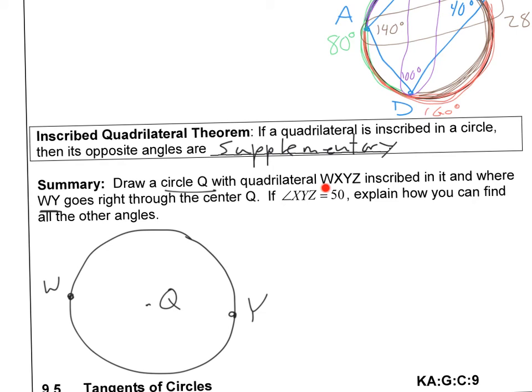And it is WXYZ, so there has to be an X over here somewhere, and a Z somewhere over here. So there's W, X, Y, Z. There's a quadrilateral inscribed in it. And it gives you one of the angles. XYZ is 50, so XYZ is 50 degrees.